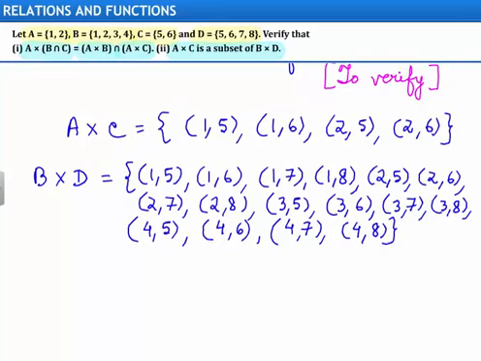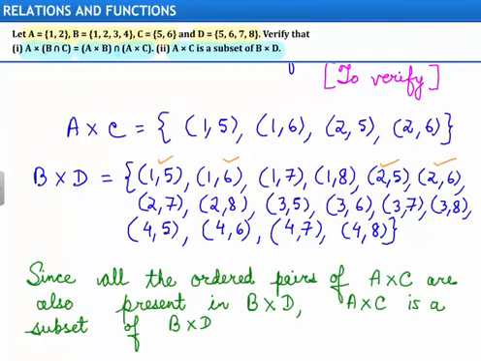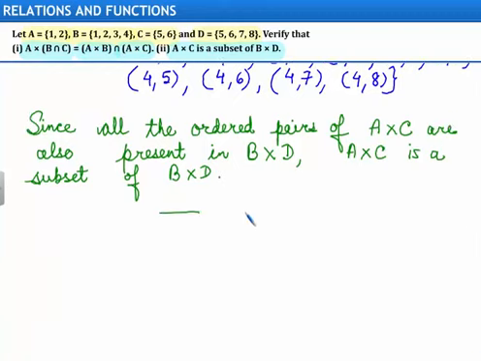Now we have to verify whether A cross C is a subset of B cross D. Now you can see that all the ordered pairs of the Cartesian product A cross C are present in the Cartesian product of B cross D, as you can see here, (1, 5), (1, 6), (2, 5) and (2, 6). Since all the ordered pairs of A cross C are also present in B cross D, we can say that A cross C is a subset of B cross D. So with this, we come to the end of the solution of this question.